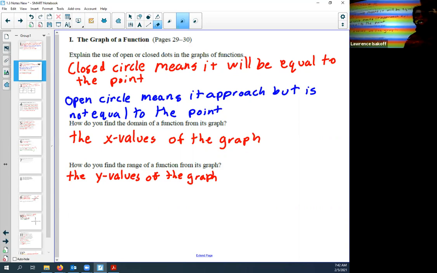So if we're restricting a domain and I say x is greater than or equal to 1, whatever that y value is for when x is 1, we're going to put a closed circle. If I just said x is greater than 1 without the equals underneath, we'll make it an open circle.